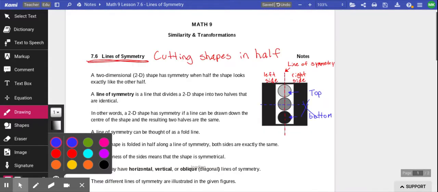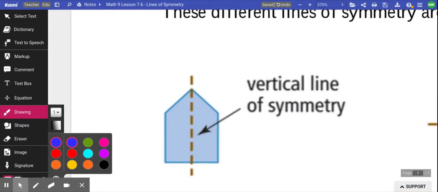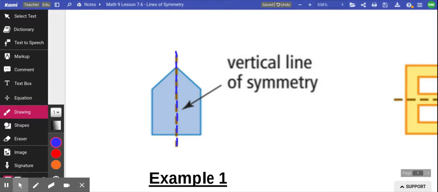Okay, let's get into some examples so you can see what a line of symmetry could look like. We have three examples right here. We'll start with this one. It's kind of like a house that has a vertical line of symmetry. If I was to cut it right here, the left side of the picture is the exact same as the right side of the picture. The way I like to look at it is if I folded this in half, it would be identical. It would cover itself perfectly.